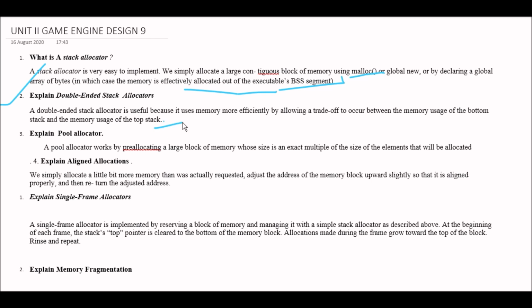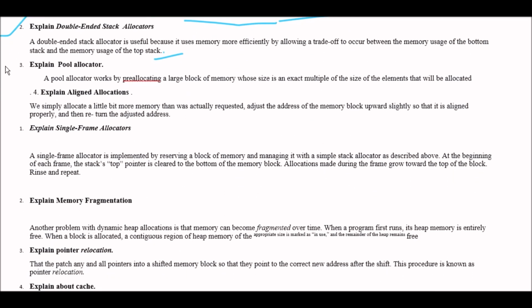Next question. Explain pool allocator. Answer is, a pool allocator works by pre-allocating a large block of memory whose size is an exact multiple of the size of the elements that will be allocated.